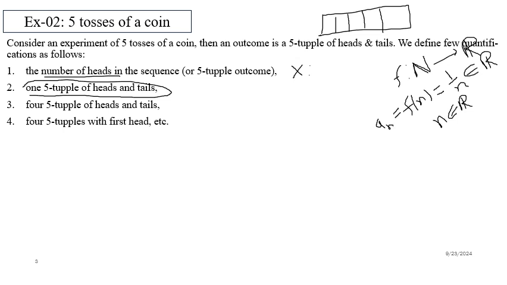Have you seen this notation? An equal to 1 by n. A sequence, either we denote it by this angle bracket, or small bracket, or curly bracket. These notations you might have already seen, no? Curly bracket you might have already seen.